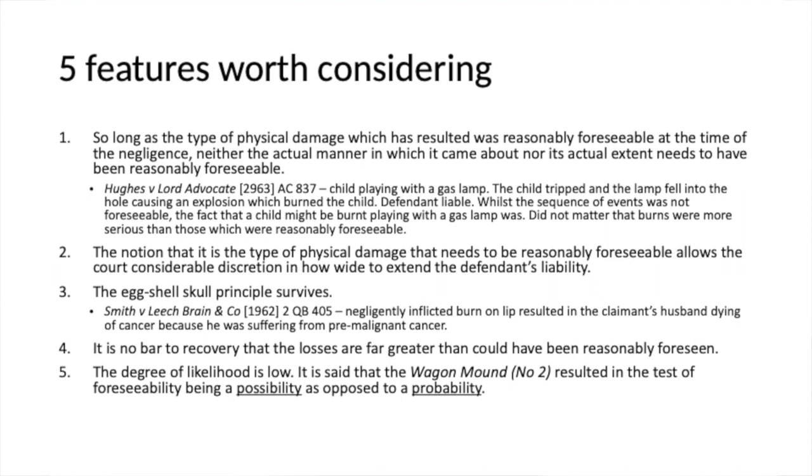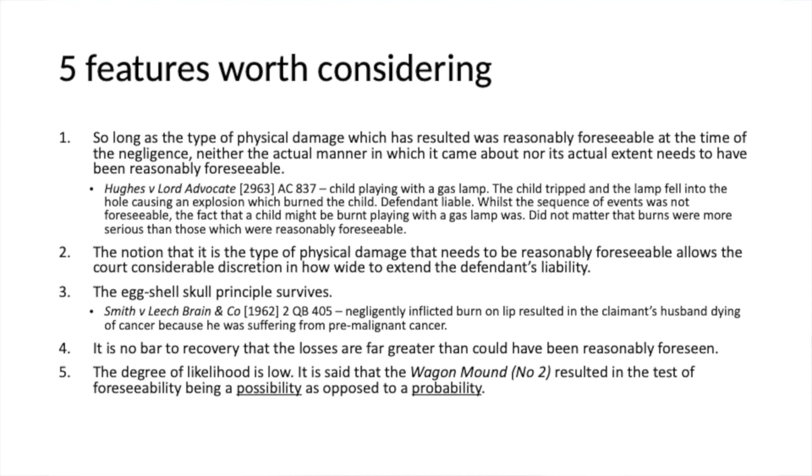Third, the eggshell skull principle survives, and I've included for you in the PowerPoint the decision of Smith and Leach, which involved a negligently inflicted burn on a lip resulting in the claimant's husband dying of cancer, because it resulted from pre-malignant cancer. So the eggshell skull rule survives.